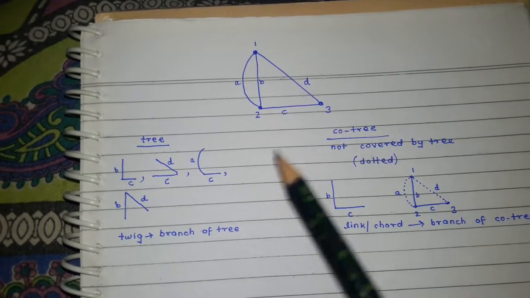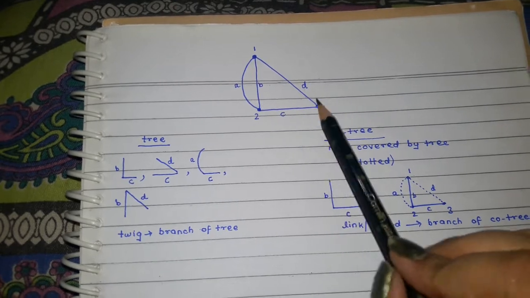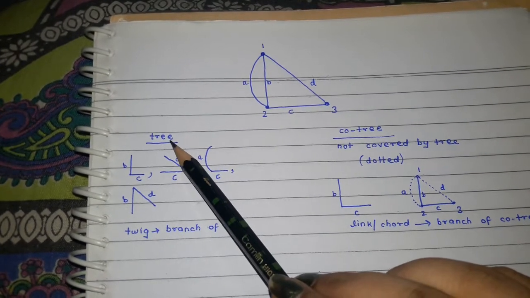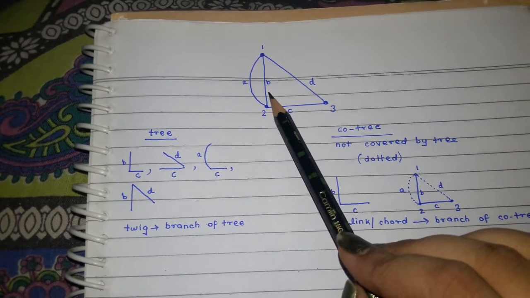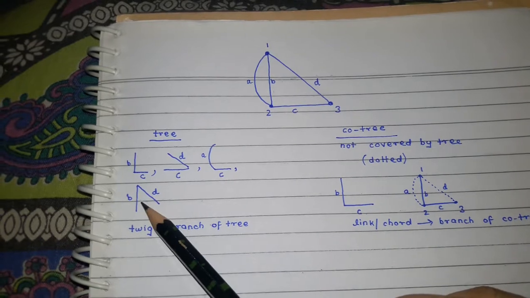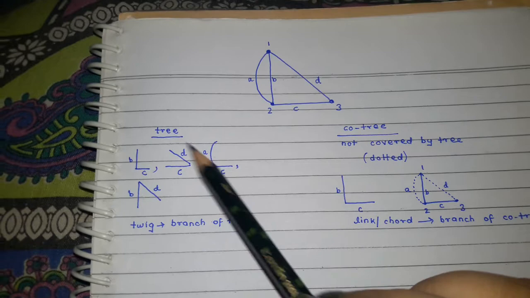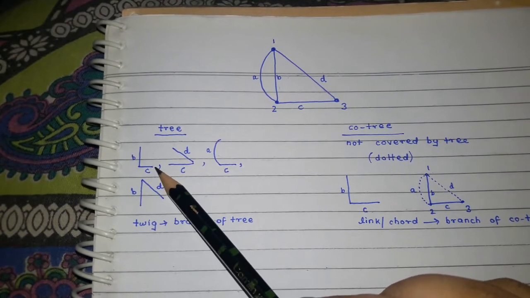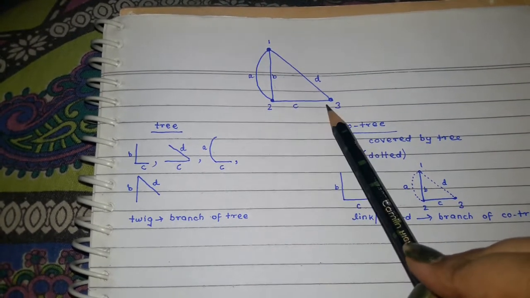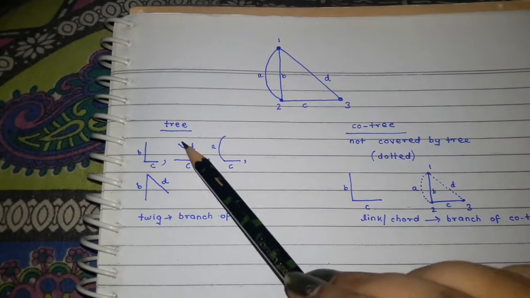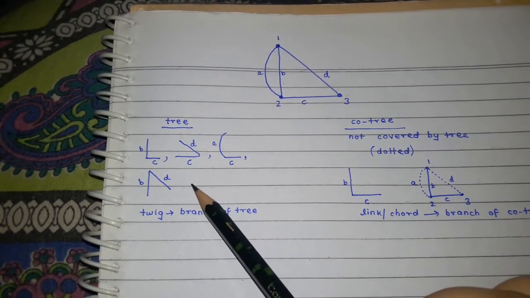Now moving on, we have tree, co-tree, twig and link. We have this particular original graph over here, and a tree is something that has all the nodes of the original graph connected, but with the least possible lines, without forming a loop. The basic feature of a tree is that it doesn't have any loop. It just connects all the nodes. Here we have 3 nodes, and we have connected all 3 nodes. You can see this could be it, but without forming any loop.